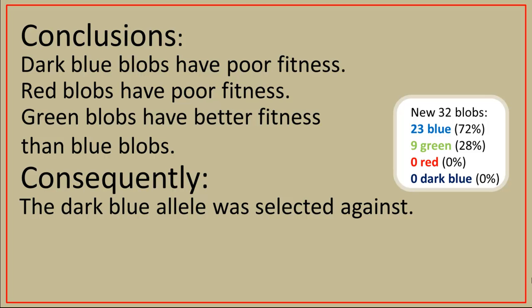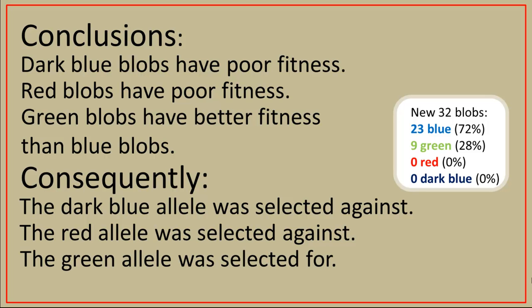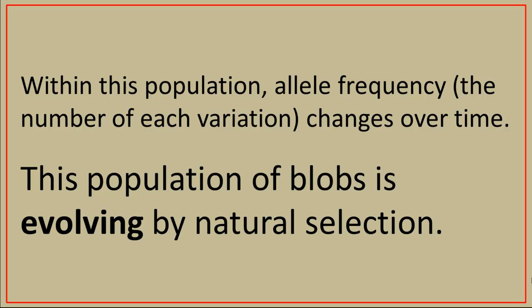We can then say that the red allele and the dark blue allele were selected against, while the green allele was selected for. So what did we see? Allele frequency in the population changed over time. This population of blobs has evolved. In the real world, there are many more factors to consider, and there may be thousands of alleles, but natural selection still works in basically the same way. More fit allele combinations become more common, and less fit allele combinations become less common or disappear. In the real world, though, natural selection usually takes a long time. It's not as fast as what we just saw.